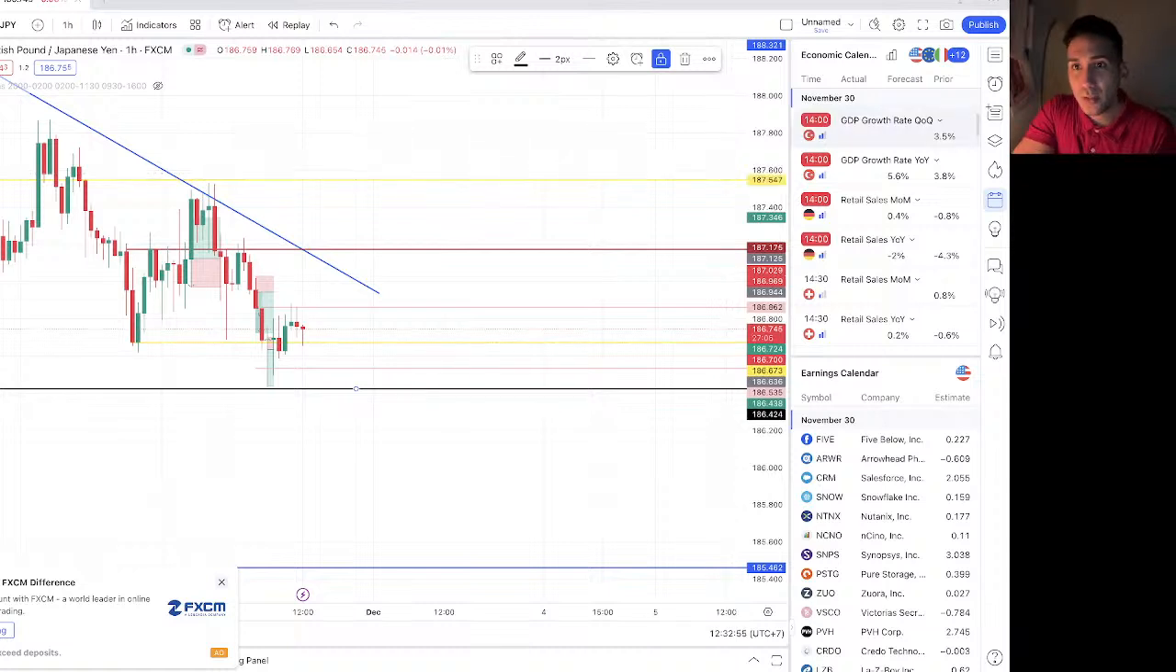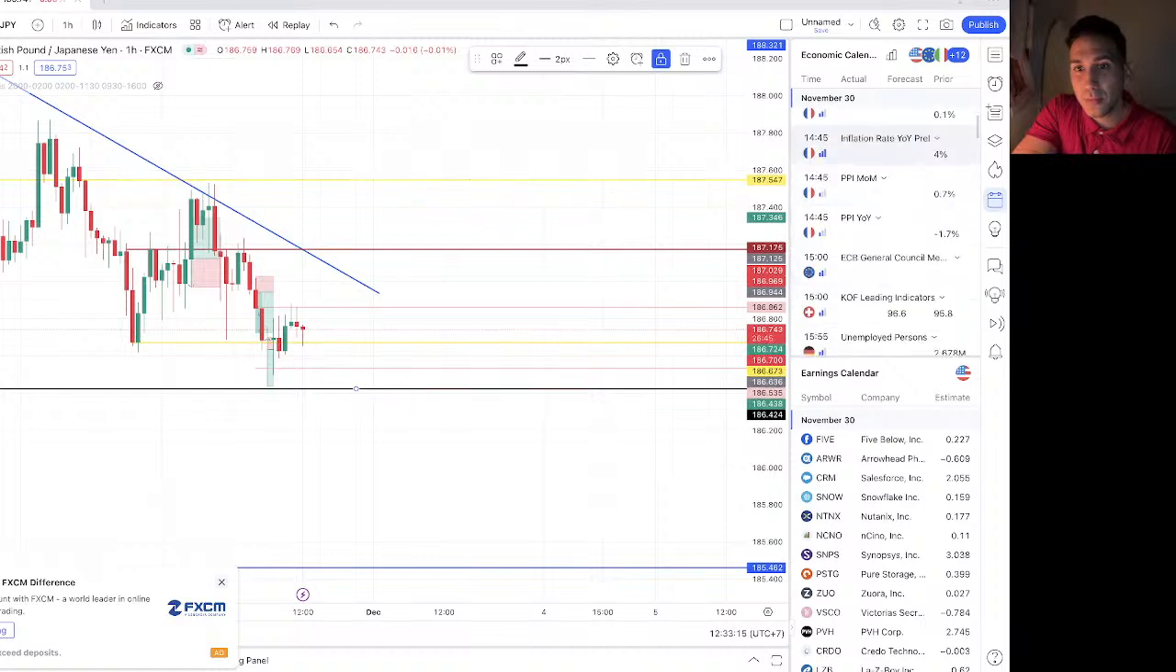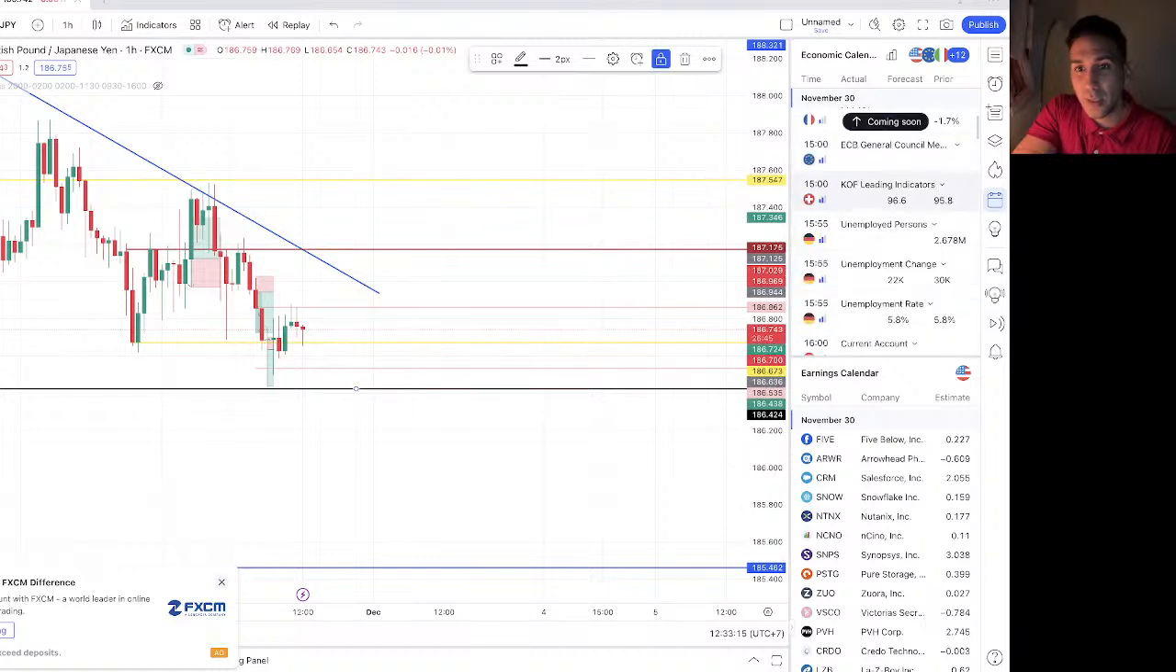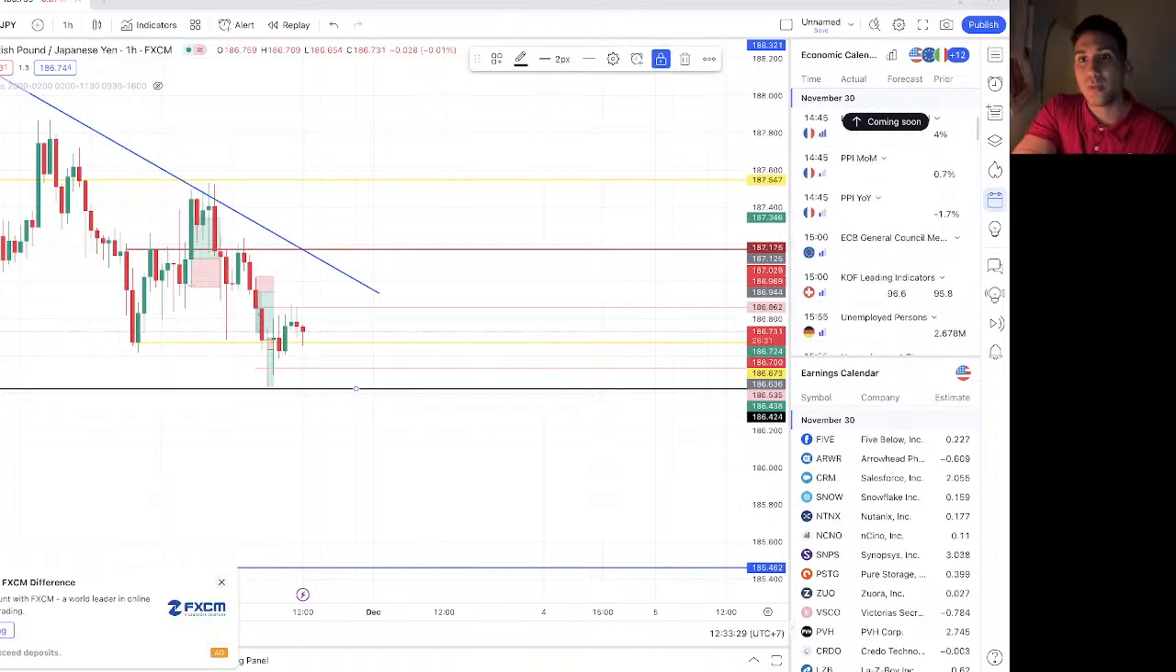So GDP growth rate, we have it at 2 p.m. That's for Turkey, so it doesn't affect that much to us. Then retail sales in Switzerland. Unemployed rate, that might be something to be concerned about, but not for now.